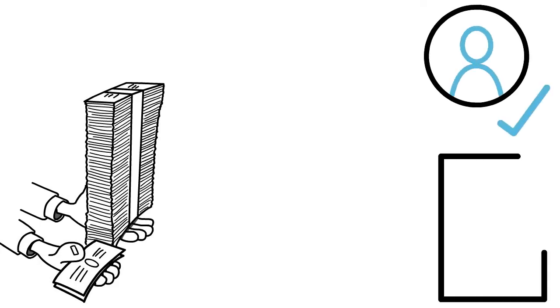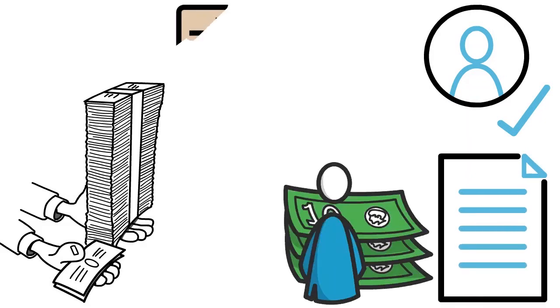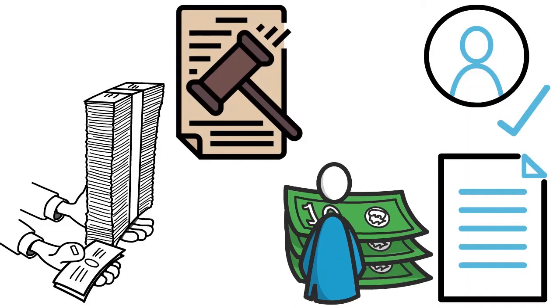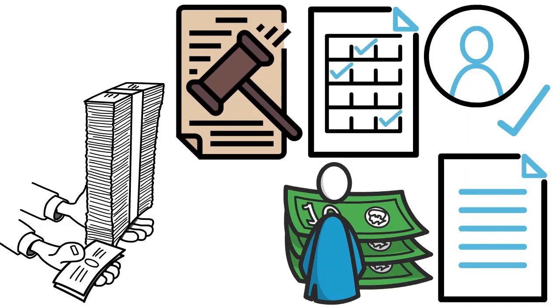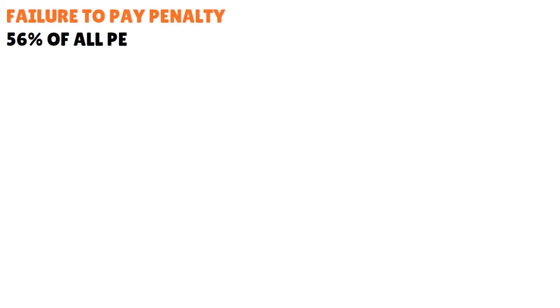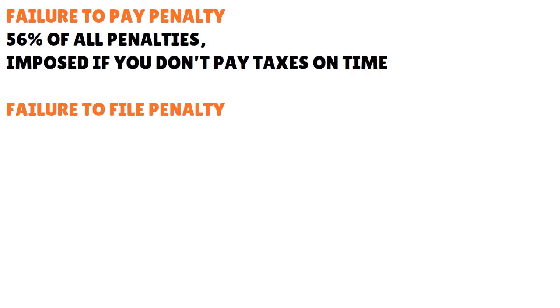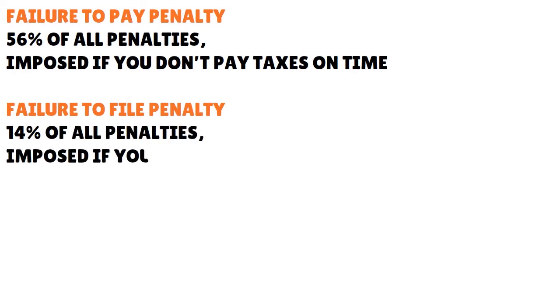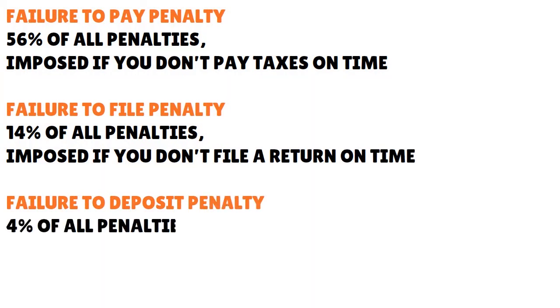Okay, so the most common IRS penalties are for not filing and not paying. There are almost 150 penalties in the Internal Revenue Code, but a few common penalties make up 74% of all penalties. Think about that. 74%, that's close to three-quarters. The most common is the failure to pay penalty, 56% of all penalties imposed if you don't pay taxes on time. You have the failure to file penalty, 14% of all penalties imposed if you don't file a return on time.